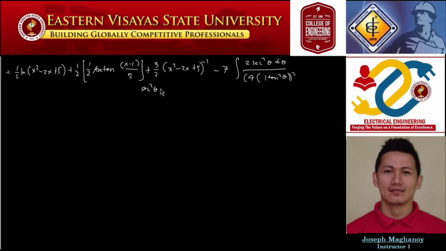Secant squared theta is tangent squared theta plus 1, which is also the same with this, so we substitute this value here. So 7 integral of 2 secant squared theta d theta all over quantity 4 secant squared theta squared.